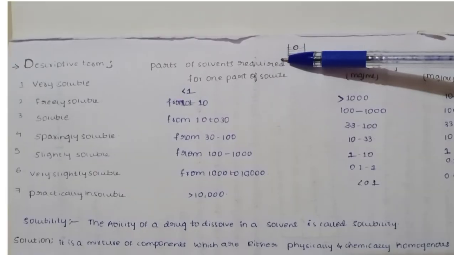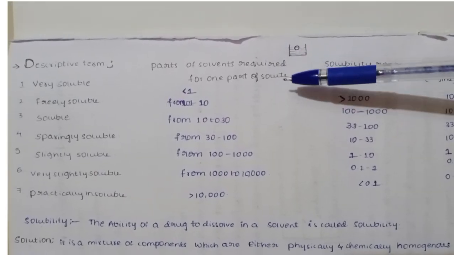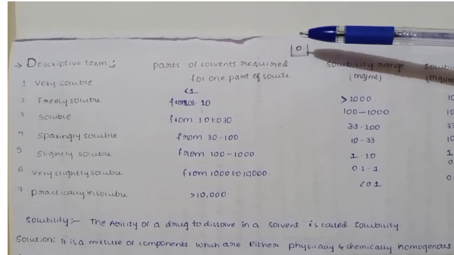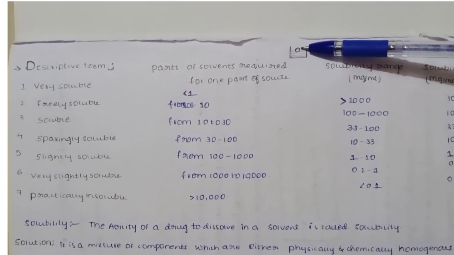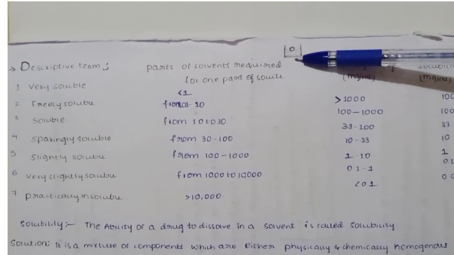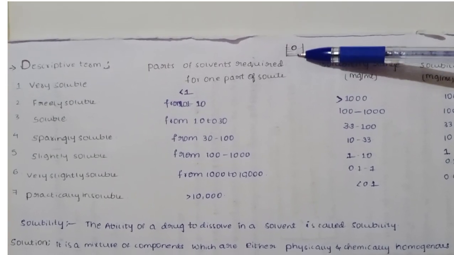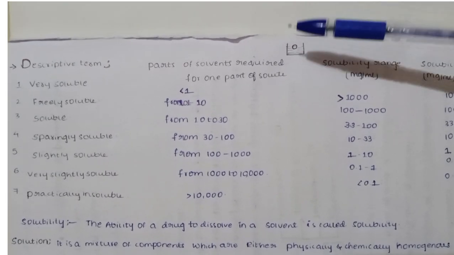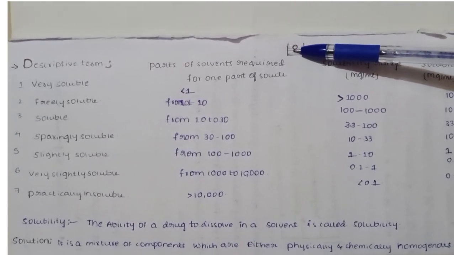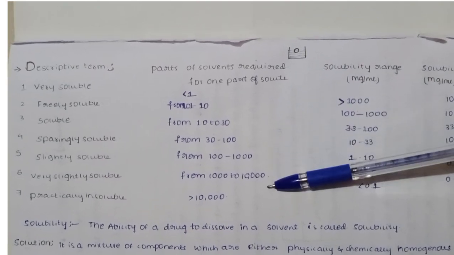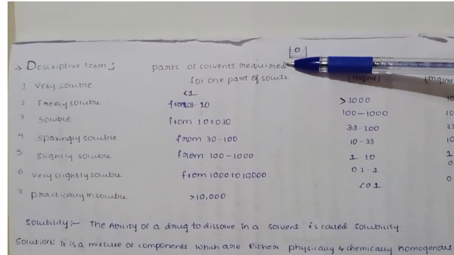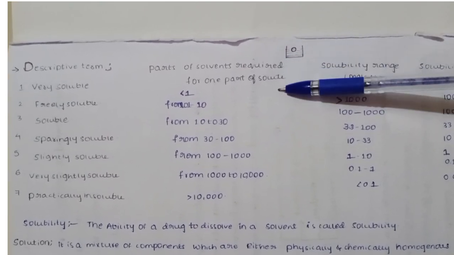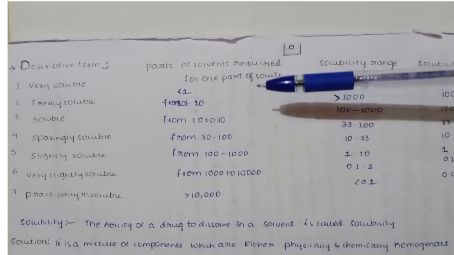See, solvent required for one part of solute. Generally our solutions contain more number of particles, but for a clear understanding, one part of solute is dissolved in the solvent as given in this column. Okay, see, how many parts of solvent are needed to dissolve one part of solute is given in this tabular form, this exact column.